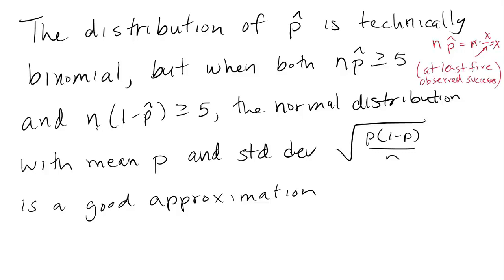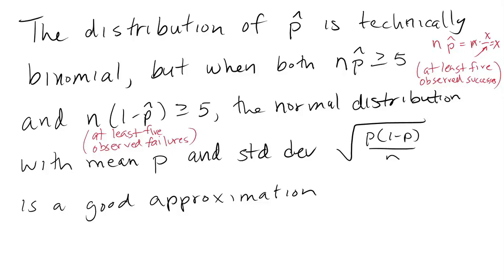And I'm not going to drag you through the same calculations here. You can verify this on your own. N times 1 minus p hat would be the number of observed failures, so you need at least 5 failures as well. As long as your sample has at least 5 successes and at least 5 failures, so 5 outcomes in each of the 2 categories, then you can use a normal distribution in order to approximate the distribution of the p hats.